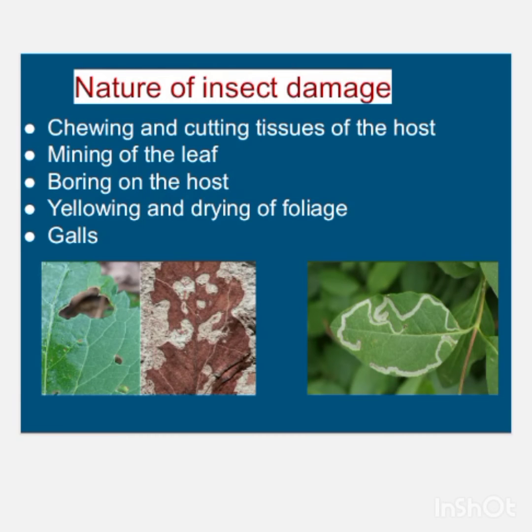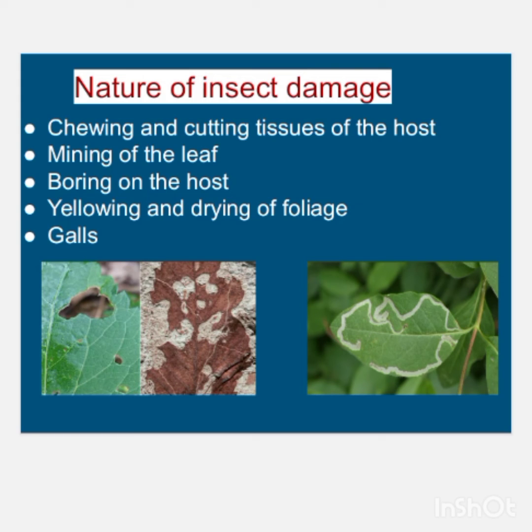Next, nature of insect damage. First one is chewing and cutting tissues of the host. These insects have biting and chewing type of mouth parts and may cut, chew and bite the tissues of the host. The infection of such insect pests is confirmed through this type of damage found on various parts of the host. Mostly larvae and in some cases adults are responsible for such damage.